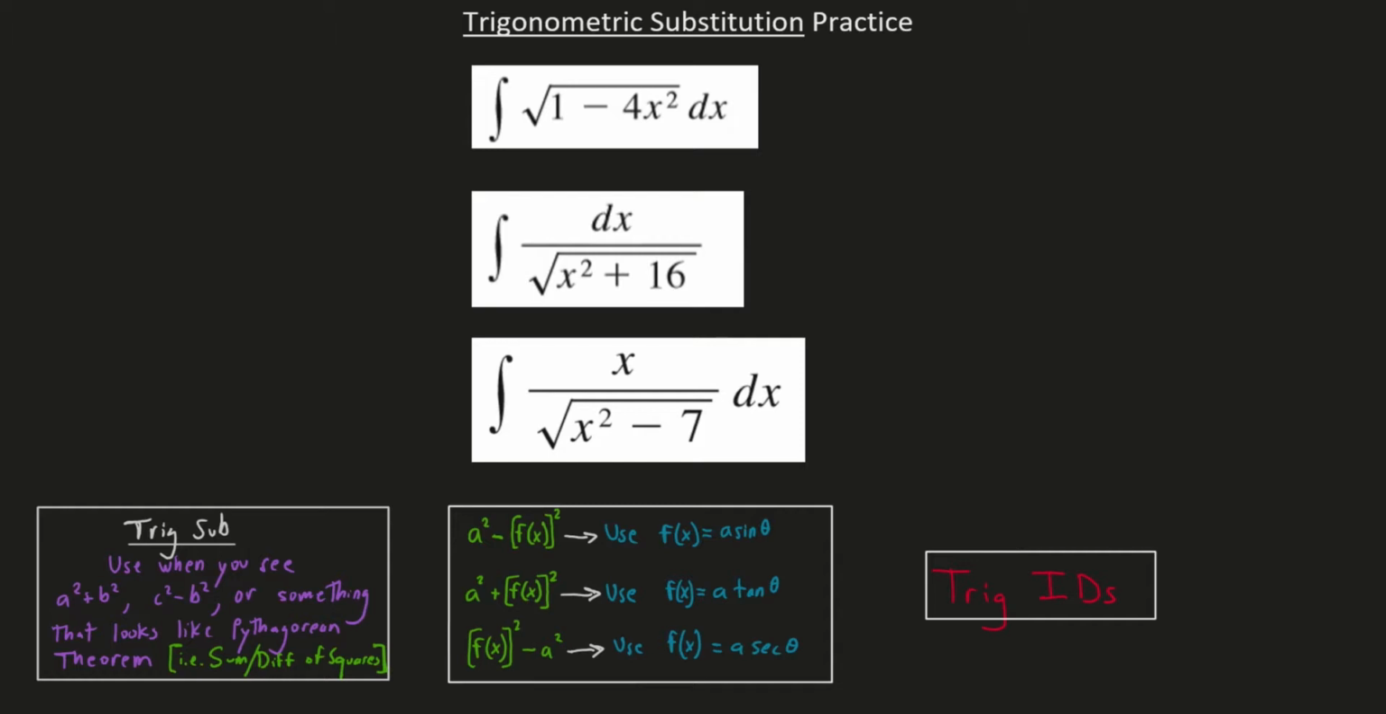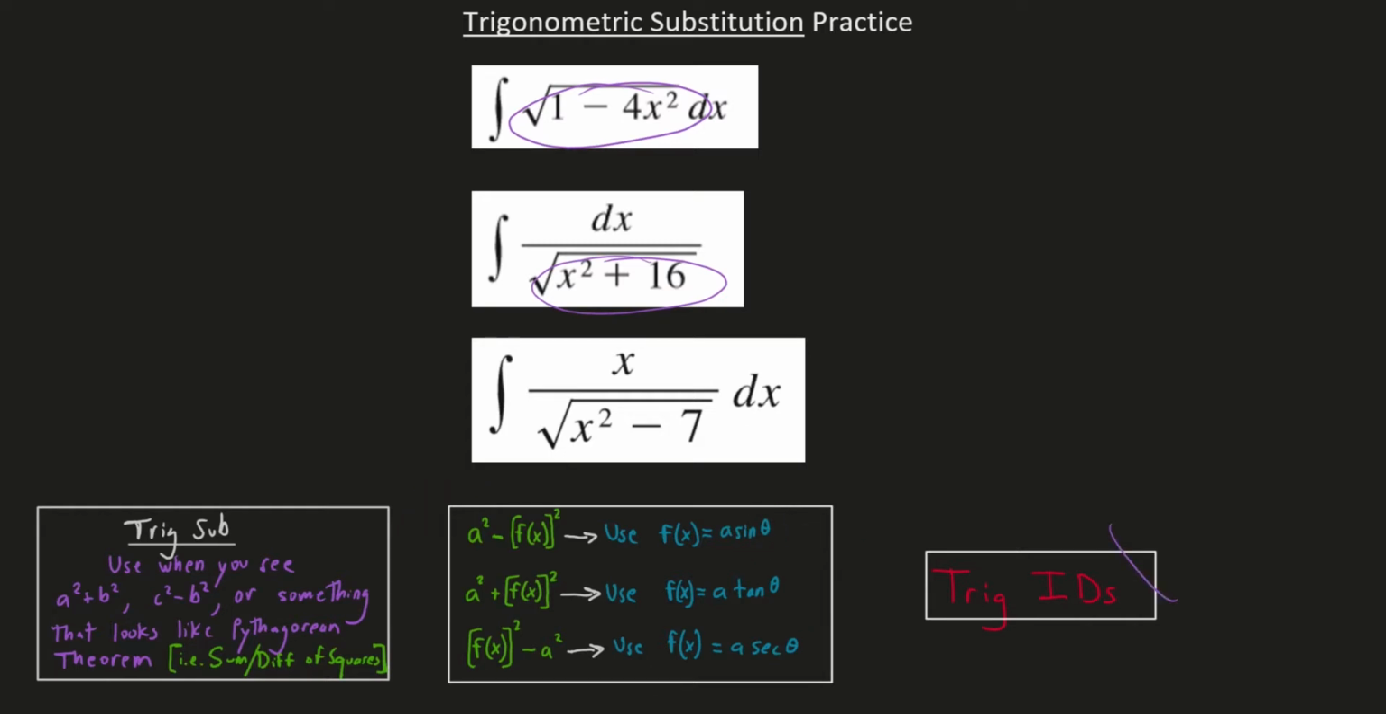I think it's a lot easier than u sub or integration by parts or trig integrals, because you don't really have to worry too much about what do I make my u, what do I make my dv, which identity to use. You just follow this table based on what you see. Depending on what sort of Pythagorean theorem situation you see, you'll use one of these three table entries to make your substitution. This is trig substitution, so you're trying to get x's out and thetas in.